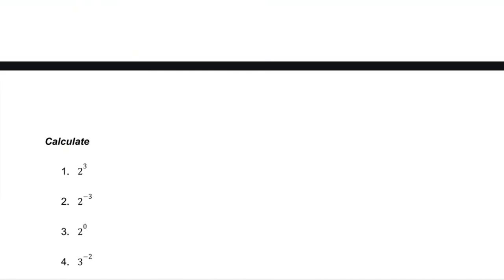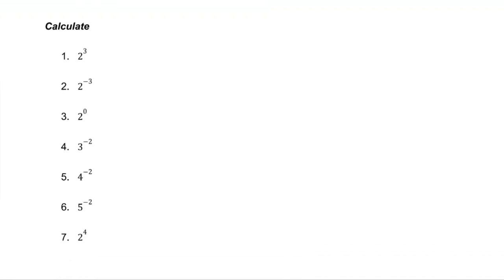Okay, so now we've got a bit of mixed practice here. So 2 to the power of 3, there's no negative here, so we're just going to treat that normally. That's going to be 2 times 2 times 2. That's going to be 8. Okay, now what about 2 to the minus 3? What do we have to do? Well, the first step is to take the reciprocal. So that's going to be 1 over 2 to the power of 3. And now we can evaluate that denominator. So that's going to be 1 over 8. Okay, now 2 to the power of 0, anything to the power of 0 is going to be 1.